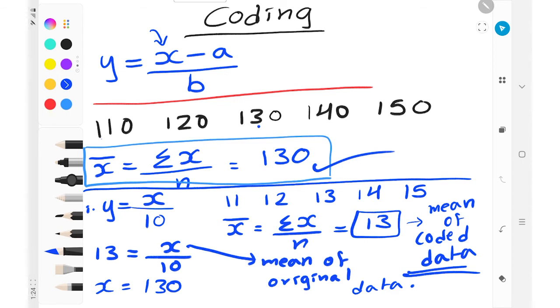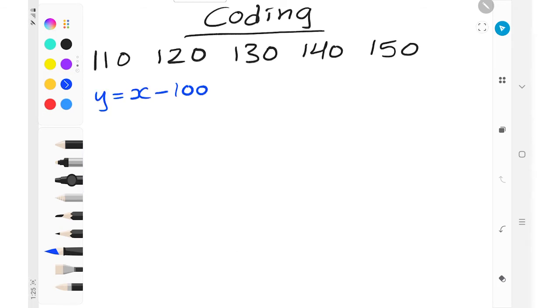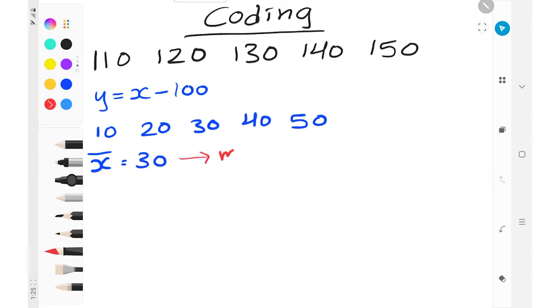So we will take another code. Okay, now I have the same numbers. Now my next code is y equals x minus 100. So first I will subtract 100 from each of the numbers that I have. So it will be 10, 20, 30, 40, and 50. Then I will find the mean of the coded data, which is 10 plus 20 plus 30 plus 40 plus 50 divided by 5, which is 30, and this is the mean of coded data.